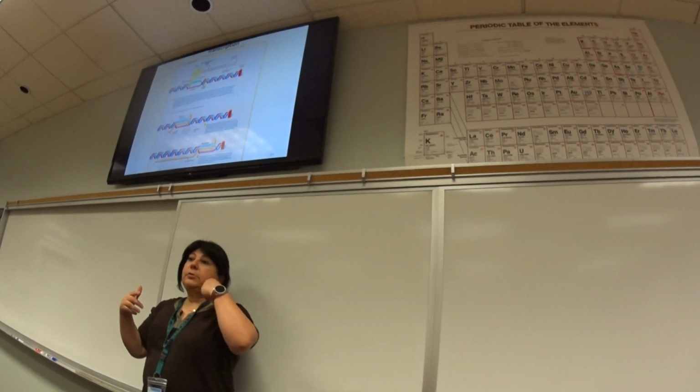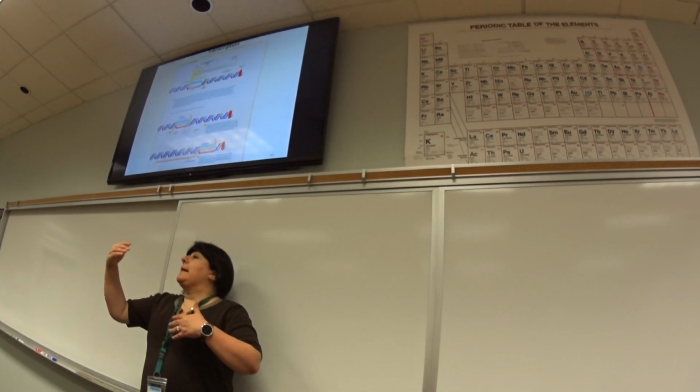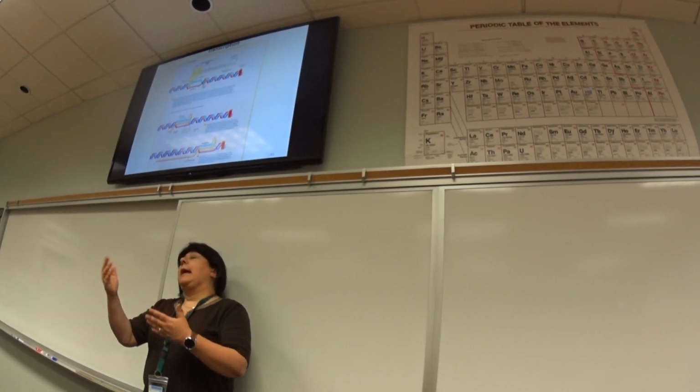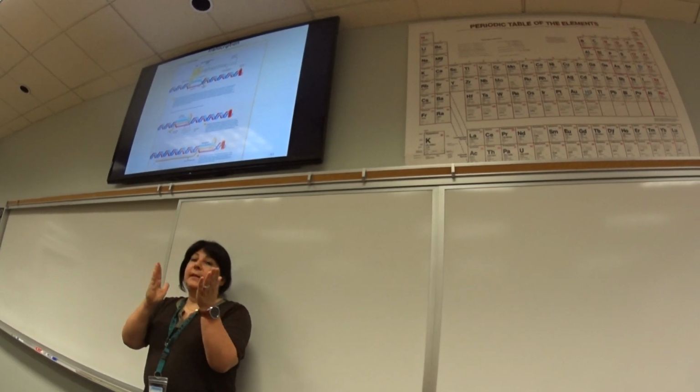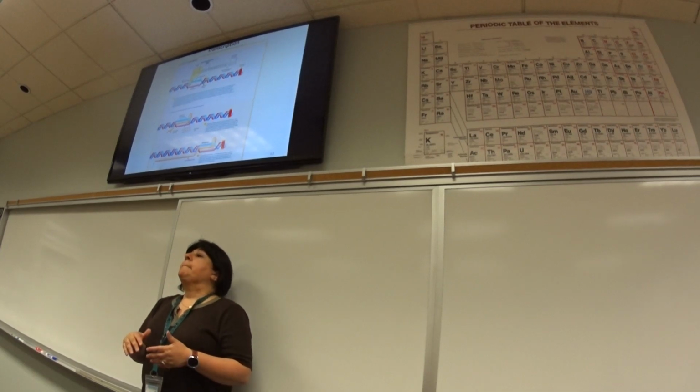Primers have to be removed. RNA can't be part of the DNA. Therefore, that's the job of DNA polymerase 1, comes and removes primers. And finally, there are gaps in the sugar phosphate. Ligase takes care of that.